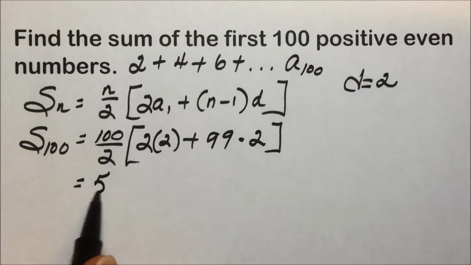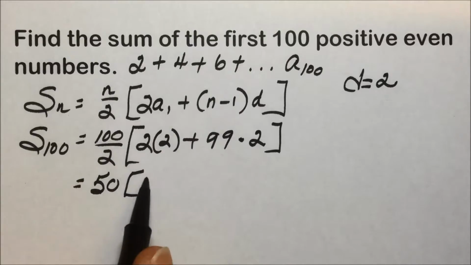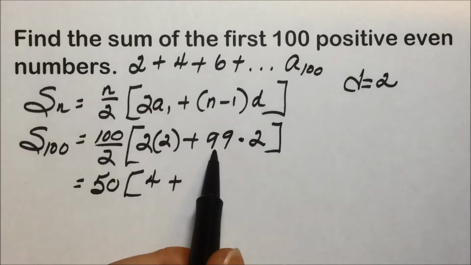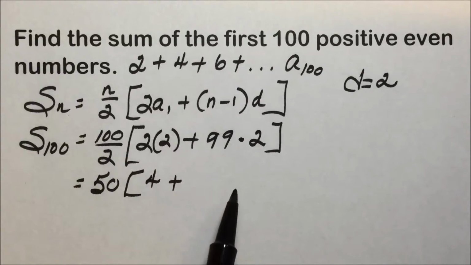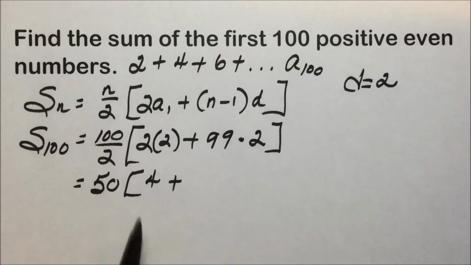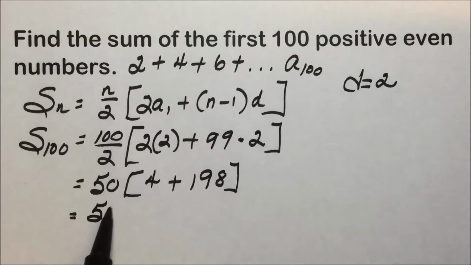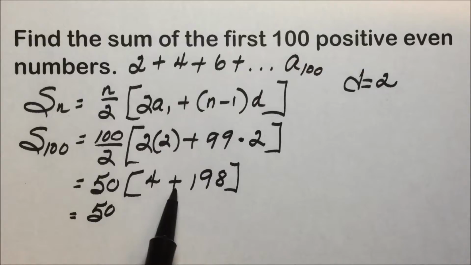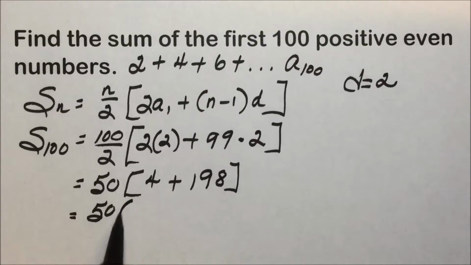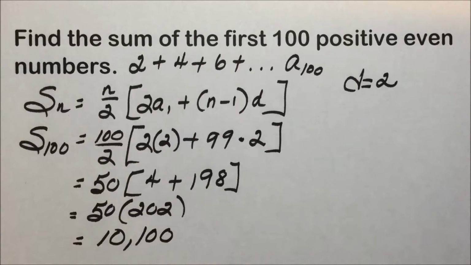Simplifying, 100 divided by 2 is 50. 2 times 2 is 4. Skipping the addition and jumping to the higher priority of multiplication, we have 99 times 2 is 198. Simplifying further inside the parentheses, 4 and 198 add up to be 202. And finally multiplying, it turns out that when you add the first 100 positive even numbers, the sum is 10,100.